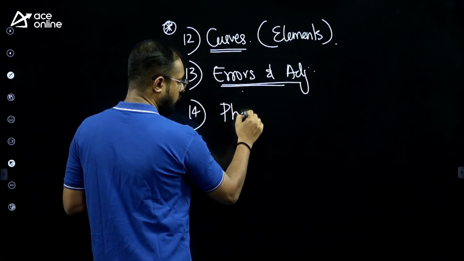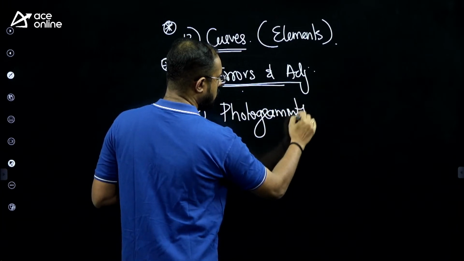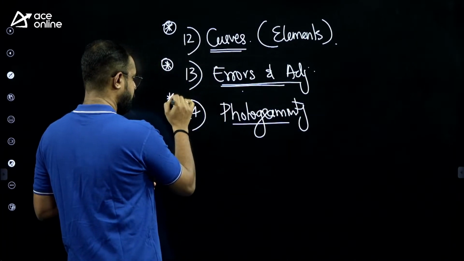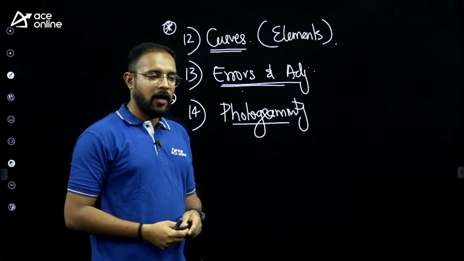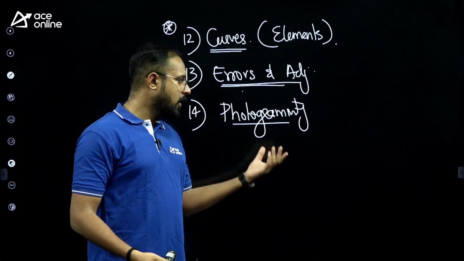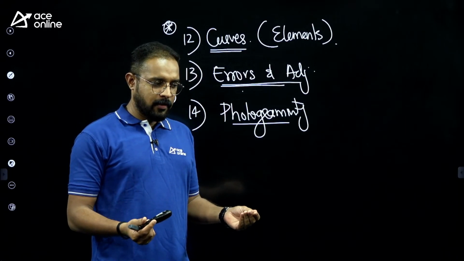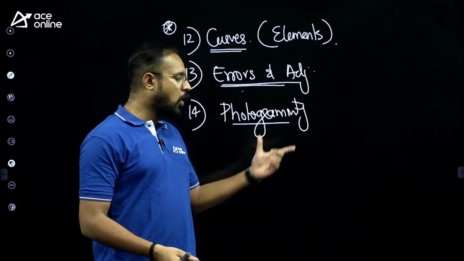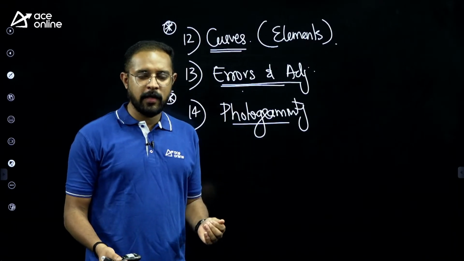One very important chapter is photogrammetry. So this is also one important topic for us. About 2 to 3 years back, there was one GATE question based on photogrammetry. Very beautiful question. I say this regularly in class, because the equations that are needed to solve this particular question, you already know. We solve multiple questions on that.